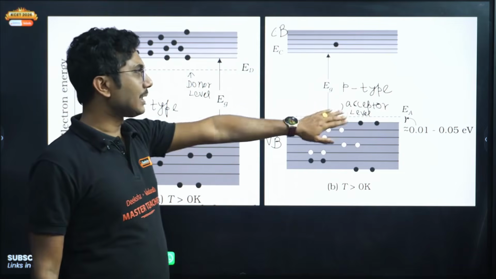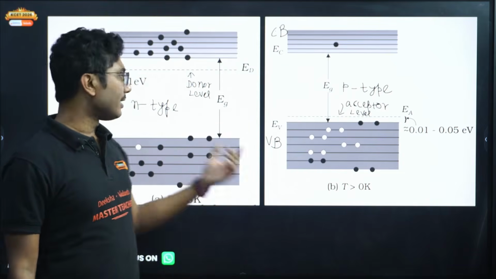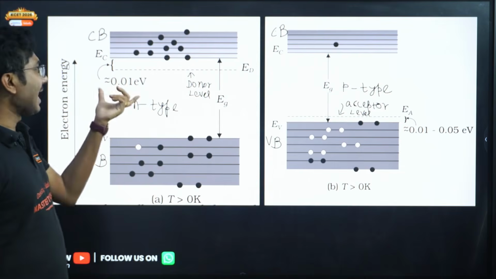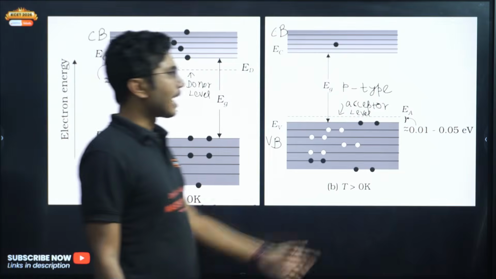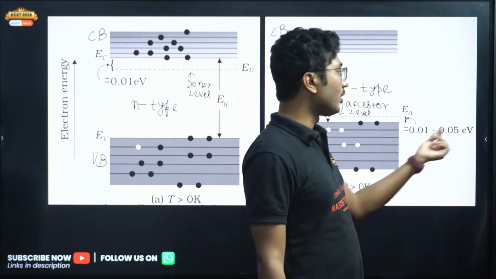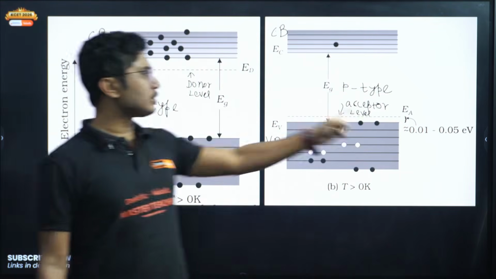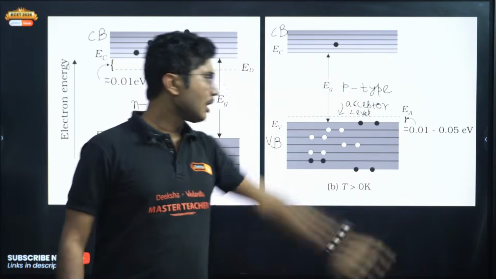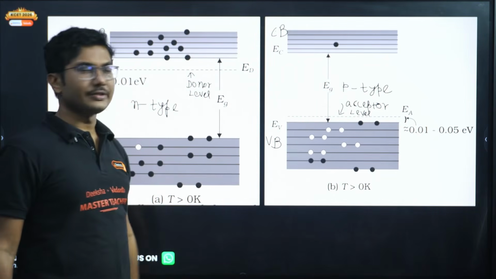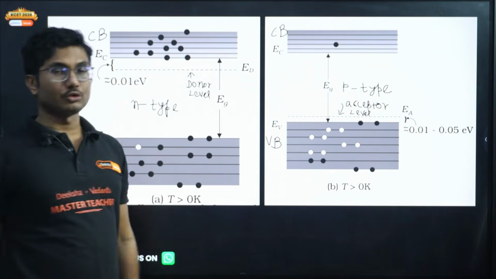So this is the acceptor level of the P-type semiconductor, and you can show this energy gap as 0.1 electron volt, and here it is 0.01 to 0.05 electron volt. This is optional, but the band diagram should be drawn like this. Holes and electrons should be shown properly.